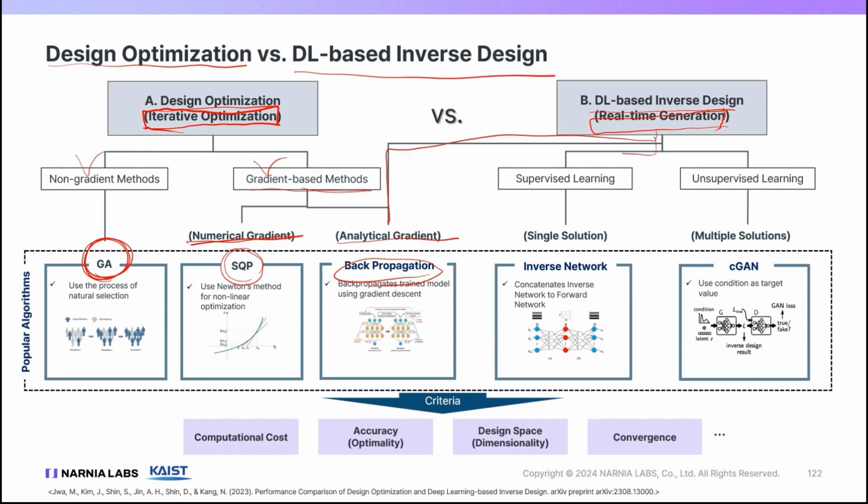When generating, you can use supervised learning or unsupervised learning. Especially if you use supervised learning for inverse design, you can generate a single solution. You generate the most optimized X for a given target Y. If you use unsupervised learning, multiple solutions are possible. You can find various X's for a single Y. For a single solution with supervised learning, inverse networks and tandem networks are commonly used. And in the case of multiple solutions, you can easily utilize conditional GANs. That's because the Y value can be included in this condition.